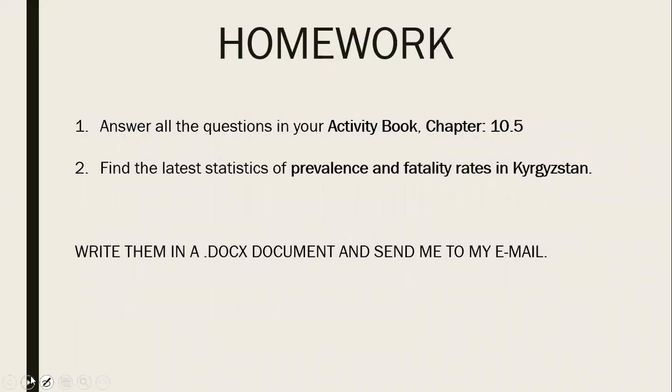So what is your homework? All answers in the activity book chapter 10.5 must be finished, along with the latest statistics of malaria, its prevalence and fatality rates in Kyrgyzstan. And of course, I will also send one worksheet, finish it and send it to my personal email.